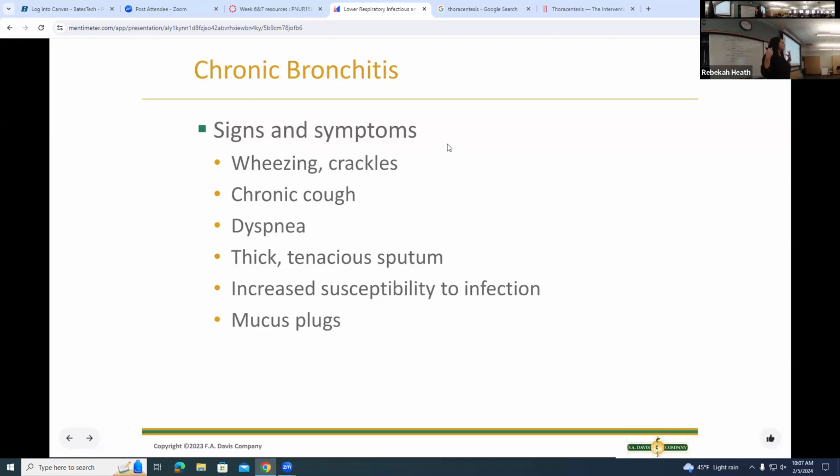Wheezing is kind of like a musical instrument, right? It's like air is barely able to escape, and so it's making that little high pitched noise.